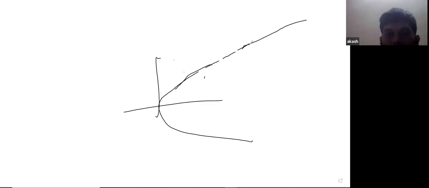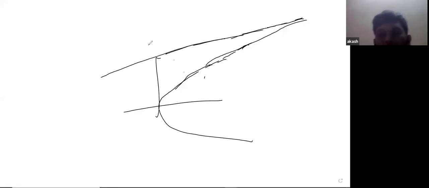Suppose there is any curve, a parabola. When the parabola reaches infinity, the straight line which seems like it's touching the parabola at infinity is called the asymptote. All right, are we clear?